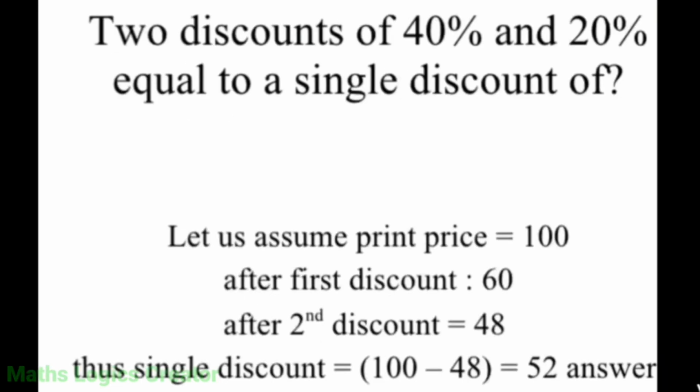This question is very important for railway exams as well as bank exams. Two discounts of 40% and 20% are equal to what single discount? Normally we take a base price of 100. For the first discount of 40% we get 60. For the second discount we calculate 20% on 60, which is 12. So 60 minus 12 is 48. After the second discount we have 48. Thus the single discount is 100 minus 48, so the answer is 52.